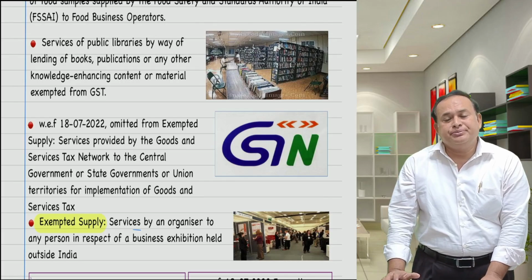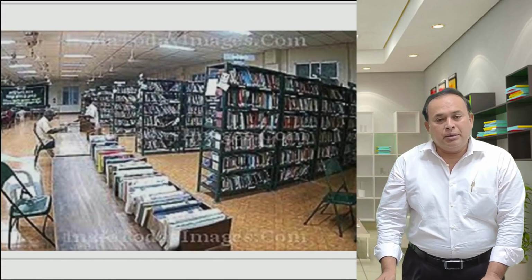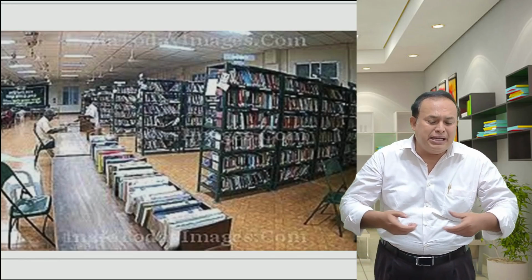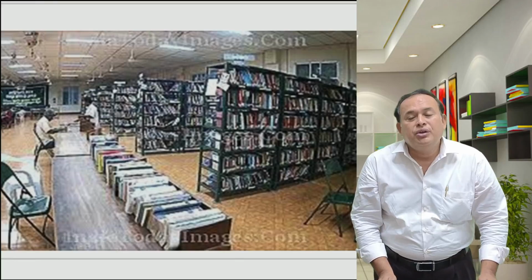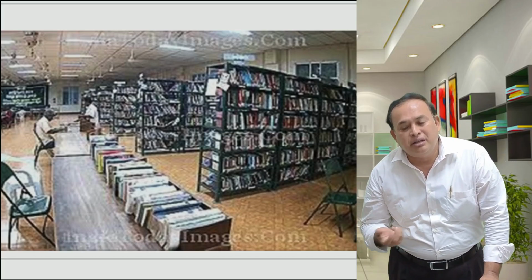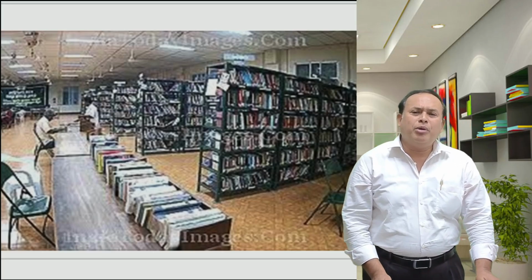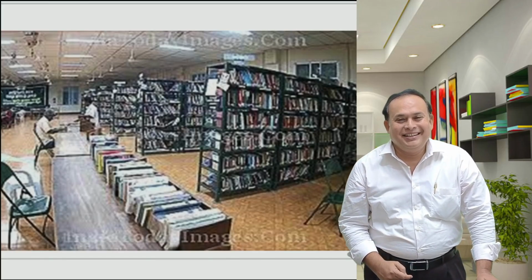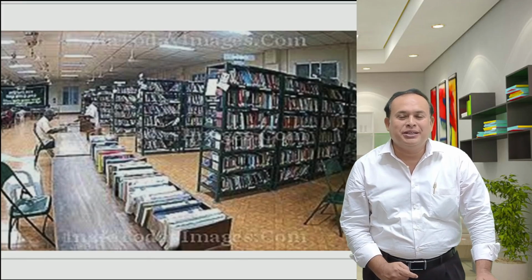Public libraries. I am talking about public libraries, like the Connemara Library, Anna Centenary Library. Libraries in the nature of a public library, lending books and collecting fees from members to get a membership. Absolutely accepted, because they are providing knowledge and enhancement content on a rental basis, being a public library, exempted. What about the CA Institute library? The CA Institute has a very big library, even in Nungambakkam. Excellent library, I used to go there.